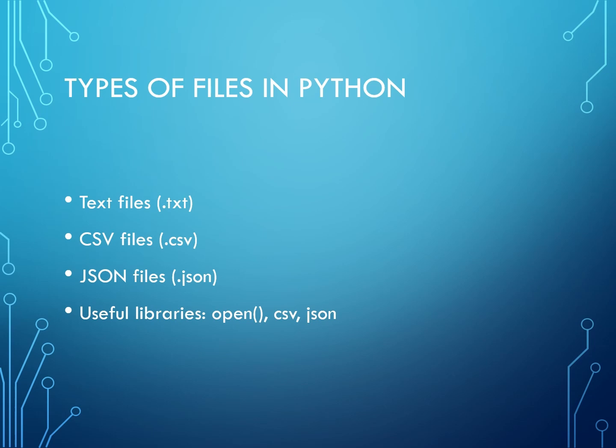Now, Python works with many types of files, but the most common ones are text files, a basic text format, CSV files, like spreadsheets structured in rows and columns, and JSON files, used to store structured data like key value pairs. Each of these has its own use case. For example, text files are great for notes and logs. CSV is perfect for storing tabular data like student marks or sales records. And JSON is widely used in web development and APIs. Python gives us built-in support to work with all of them, which we will explore in this video.